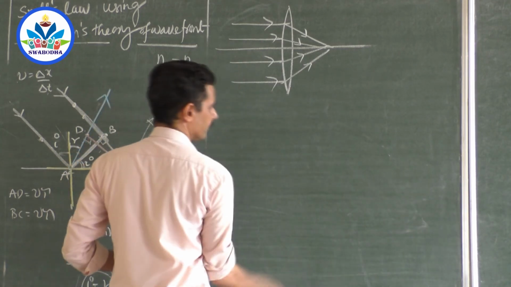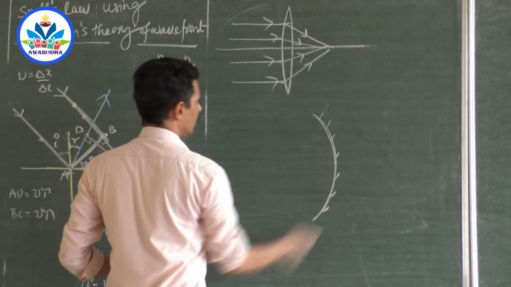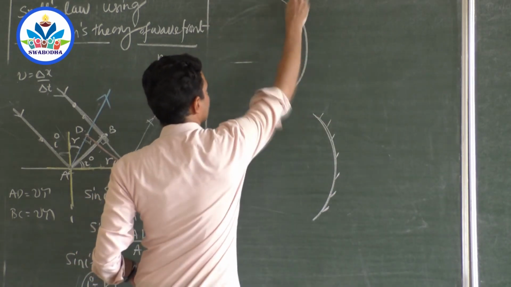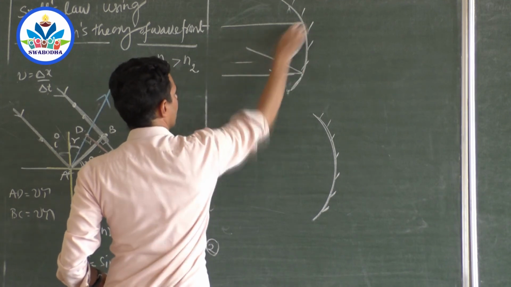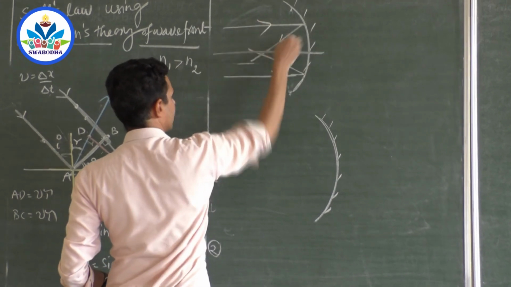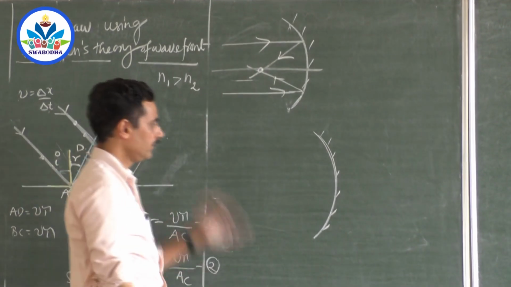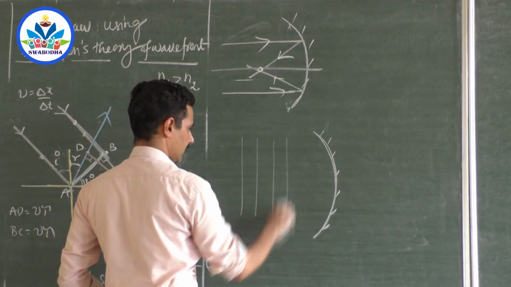Concave mirror. I'll take a concave mirror, and when parallel rays are incident on a concave mirror like this, they get focused at the focus, right? Parallel rays always get focused at the focus. Now, if a plane wavefront is incident on a concave mirror, what happens?